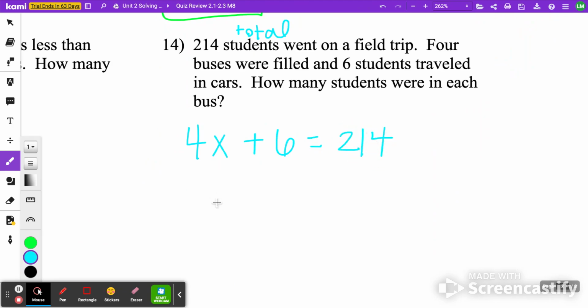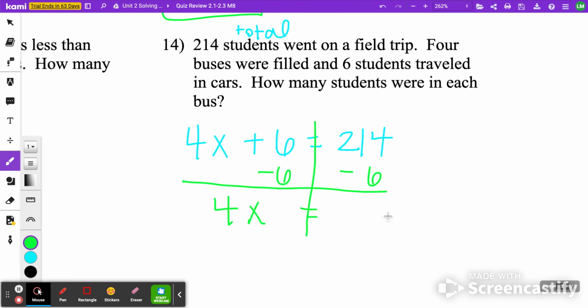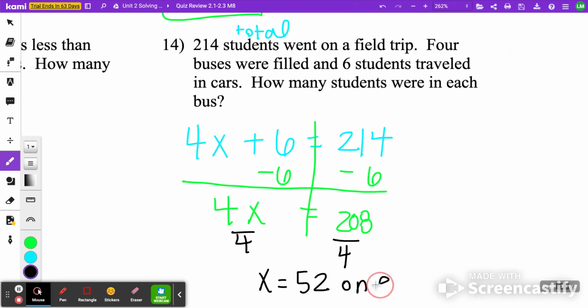So my equation should say 4 times x, for 4 times the number of buses for how many students are on the bus, plus those 6 students that were car riders equals 214. Let's start off by subtracting 6 from both sides. 4x is equal to 214 minus 6. That's going to give us 208. Then I will divide both sides by 4. 208 divided by 4 is going to be 52. So each bus had 52 students.